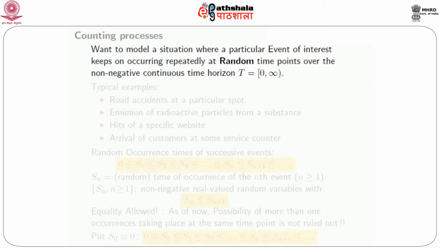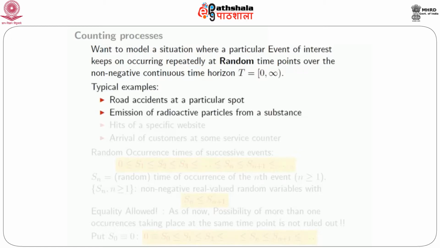Typical examples would be road accidents at a particular spot, so they keep on happening at random times. Emission of radioactive particles from a substance, so the emissions keep on occurring repeatedly at random points of time. Hits of a specific website, so again a particular website may be hit at random points of time, so it's the same events that keep on repeating. And a very common example is arrival of customers at some service counter, and this has a lot of applications.